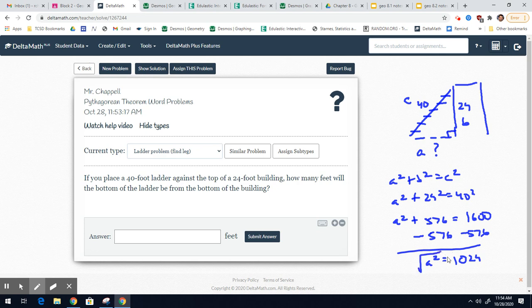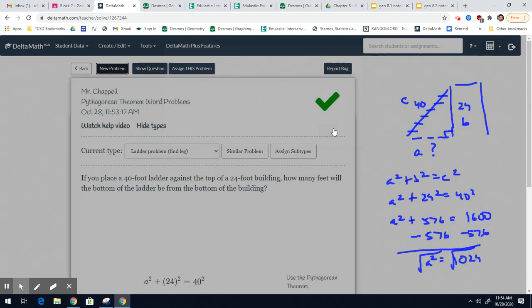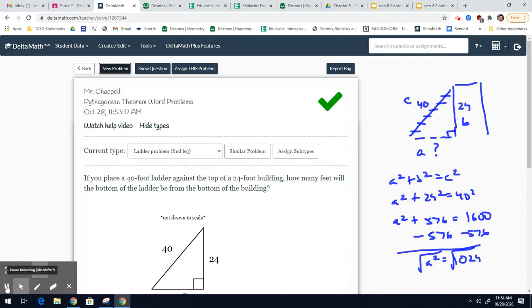And then you're going to take the square roots. And the square root of that answer is 32. So the ladder is 32 feet from the bottom of the building. Oh, yeah. All right, last problem coming.